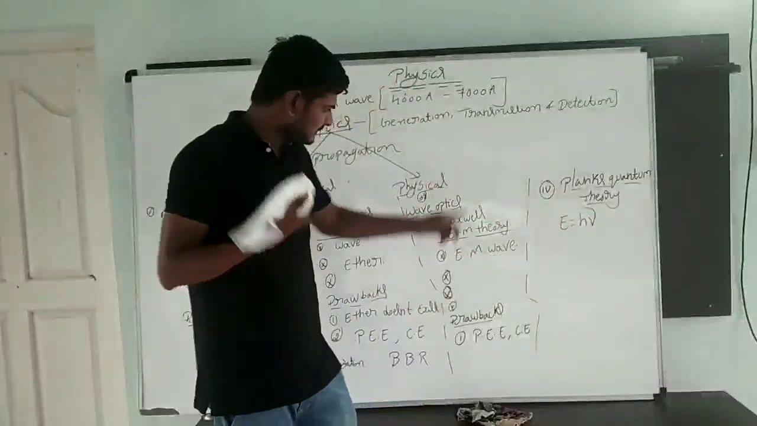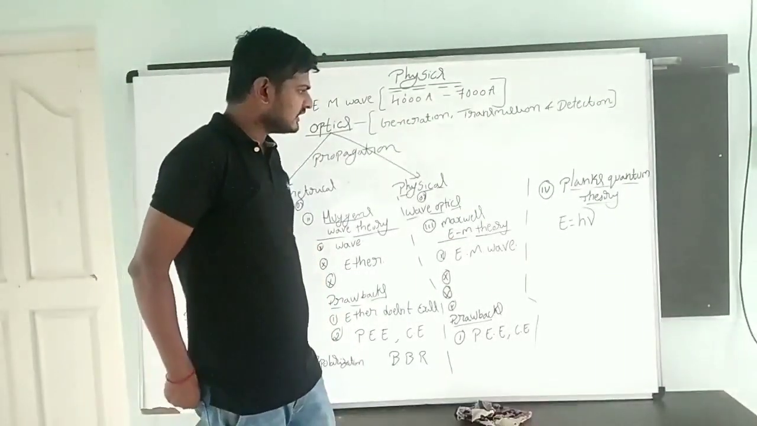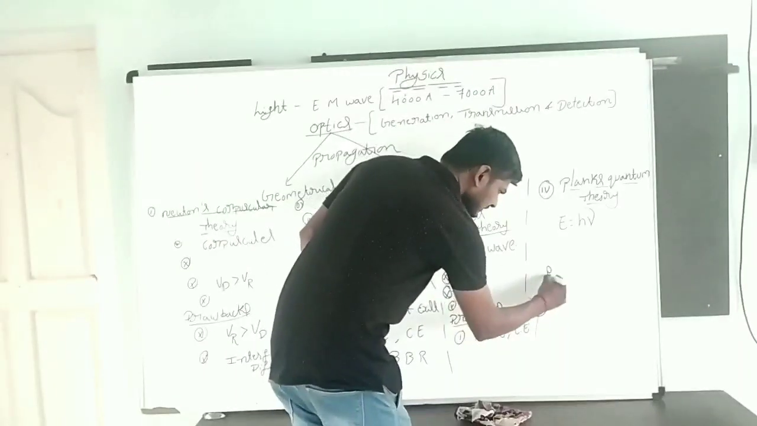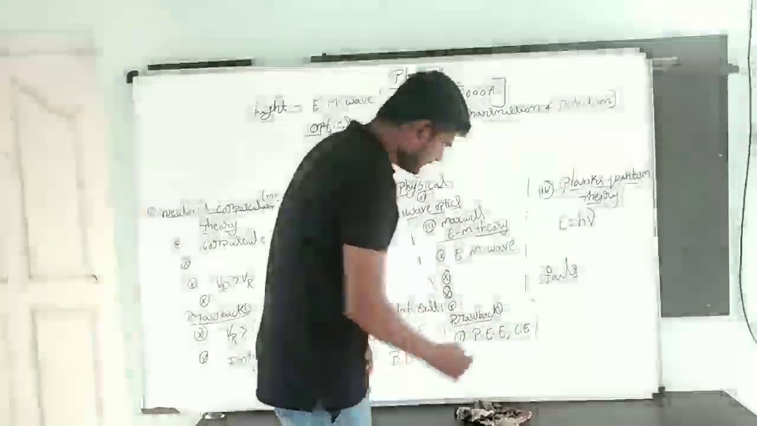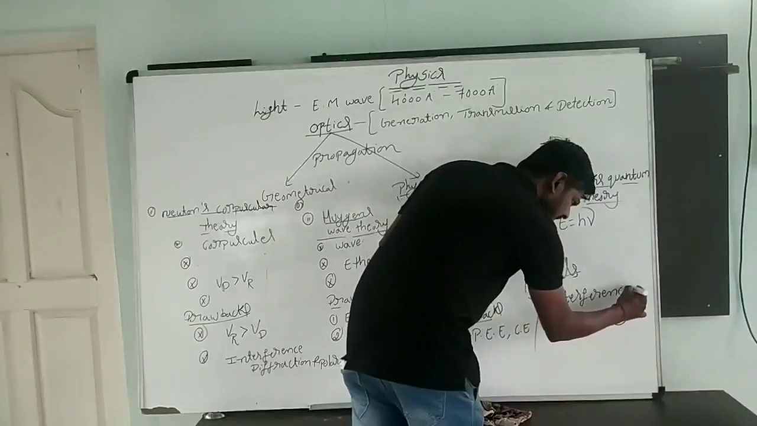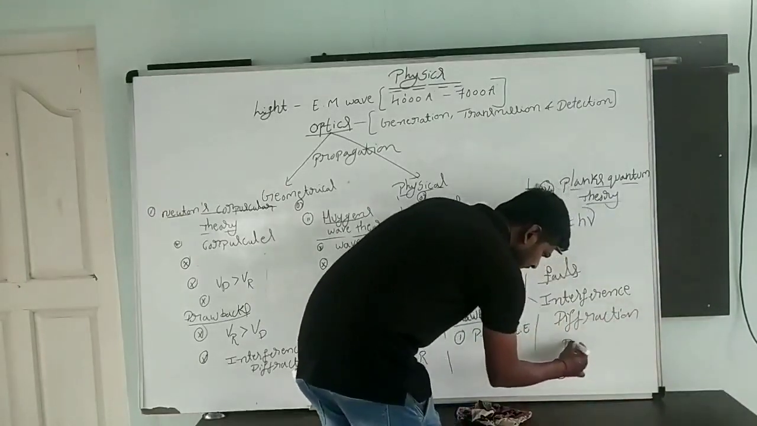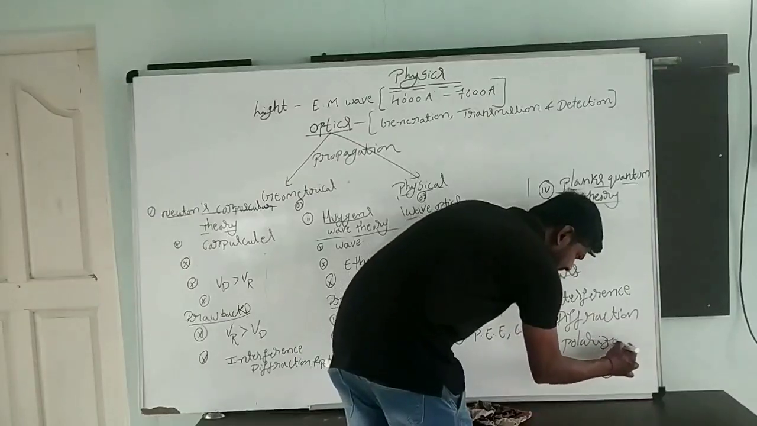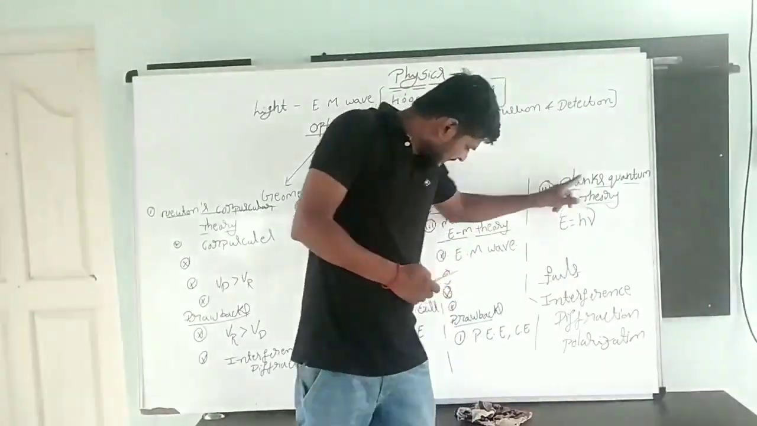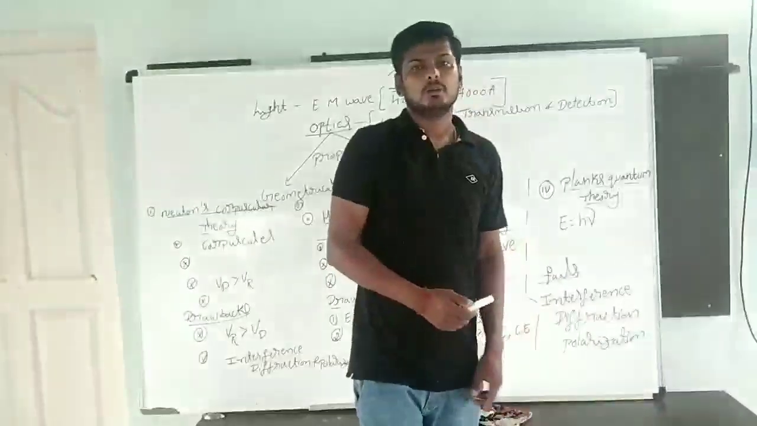This theory is able to explain the quantum nature of light. But here it fails. It fails to explain interference, diffraction, and polarization. According to Planck's quantum theory, the quantum nature of light means it explains the photoelectric effect, Compton effect, and black body radiation. But it fails to explain interference, diffraction, and polarization.